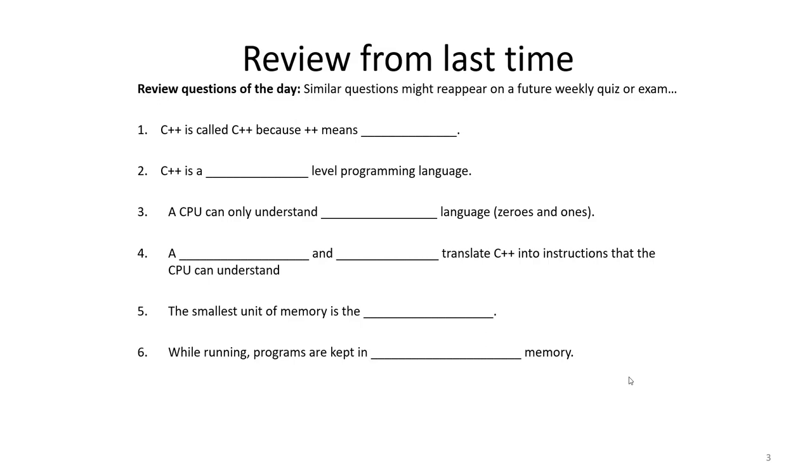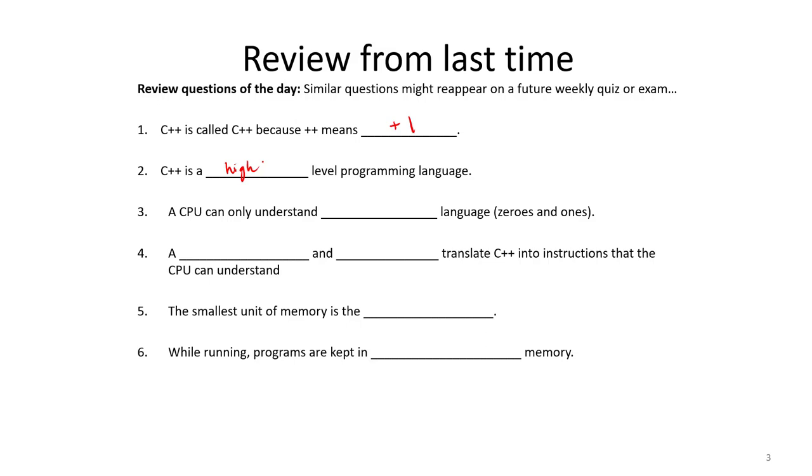So first question. C++ is called C++ because plus means +1. Number 2, C++ is considered to be a high-level programming language. Remember, high-level programming languages use words and language that we understand, whereas low-level programming languages are used to talk directly with hardware.